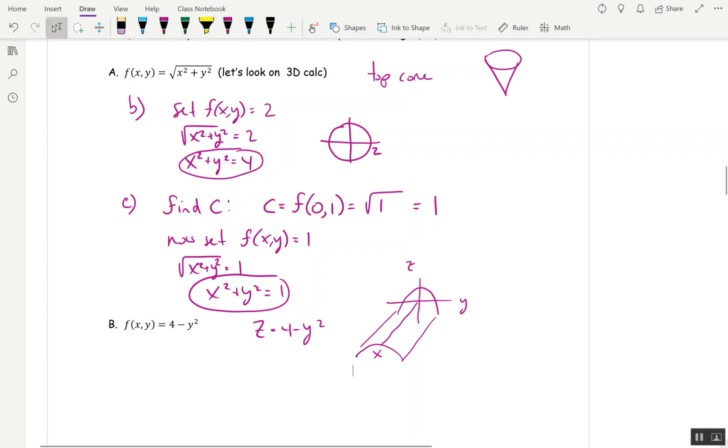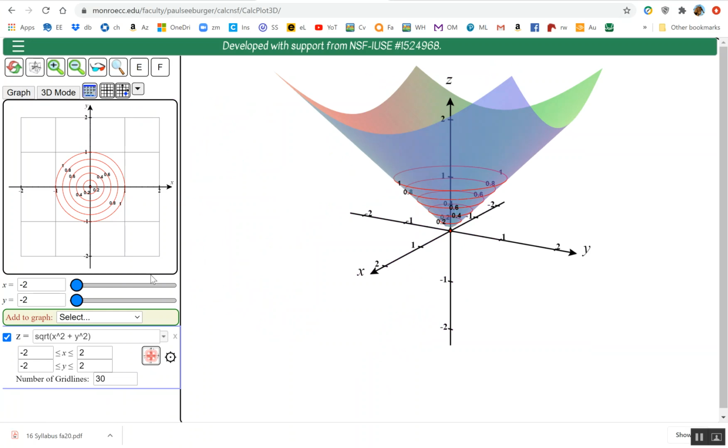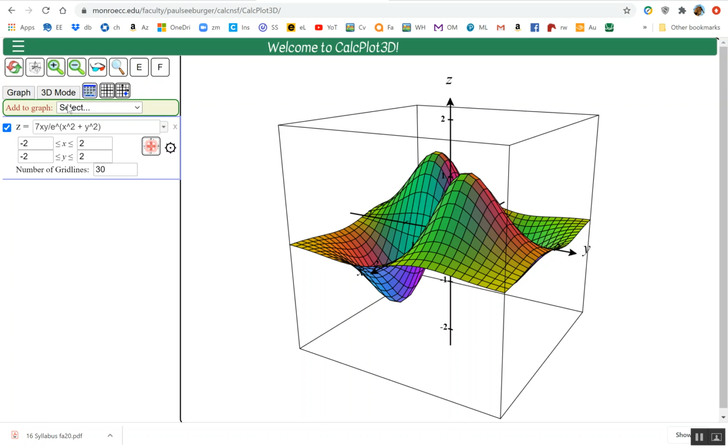So let me do this on Calc 3D. Z equals, let me just go back to the default, 4 minus y squared.